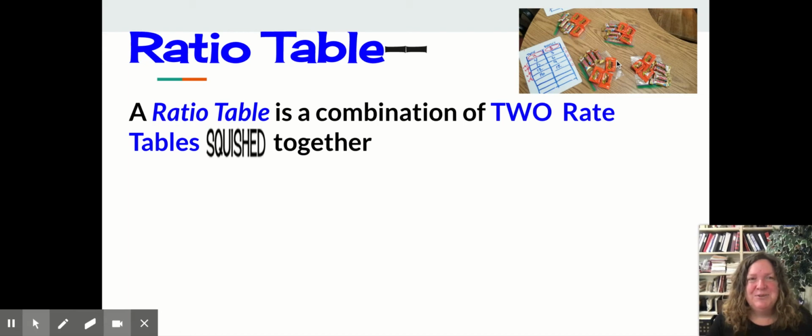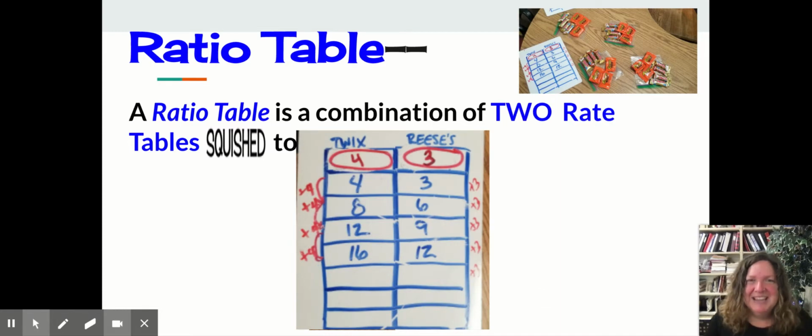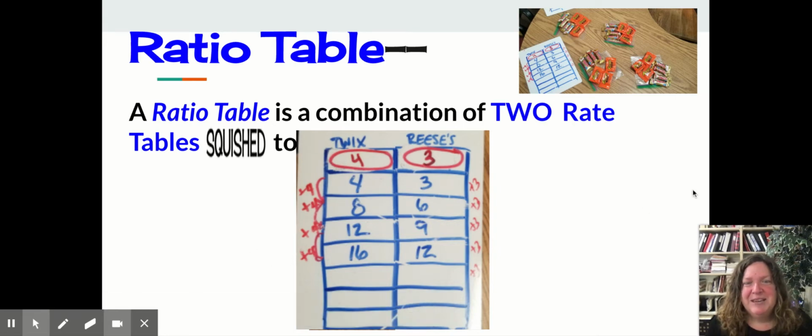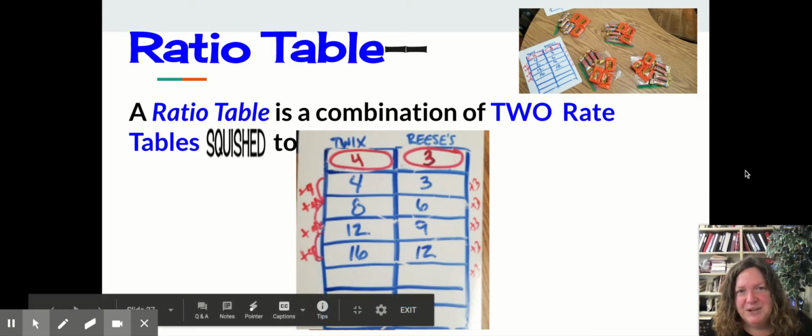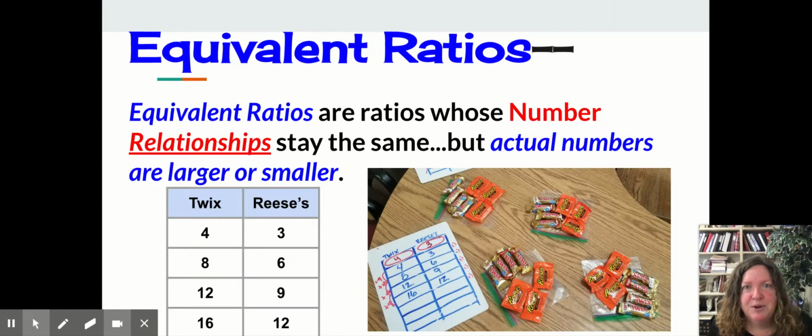All right, so the 2 rate tables are coming together. They're being squished out. The teacher, the linking unit, is squished out, which is how many teachers there are. And here they come. There they are, Twix and Reese's. Squished out, and there's the ratio table with Twix and Reese's. So what's gotten squished out and is invisible now is the teacher. That's the linking unit. We use that word linking unit to mean the thing that we squished out from 2 unit rates.